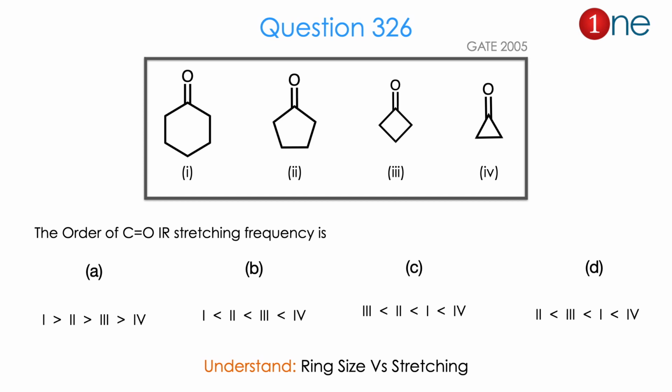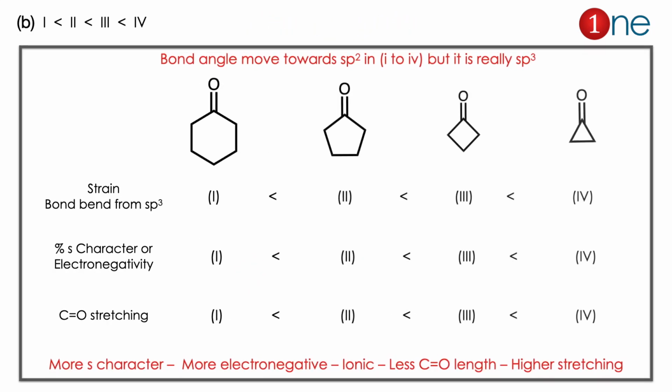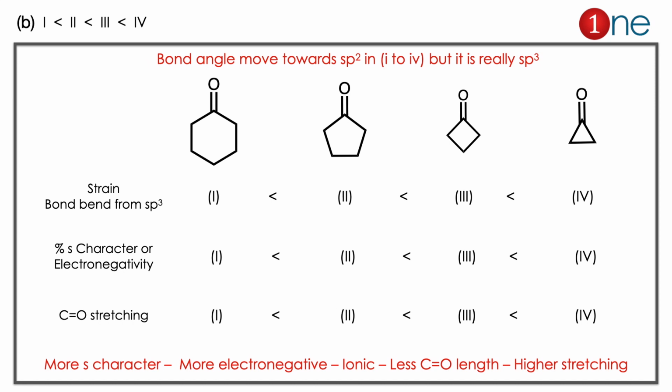From the question of CO stretching frequency and 4 different structures, you might realize the question is really about ring size versus stretching. The answer is B. Let us see how. Here the carbonyls only differ in the ring size. Here we have to look at the influence of the ring. The rings differ in the strain.